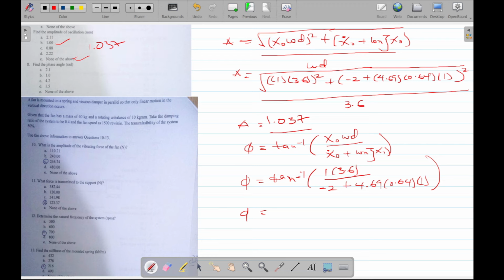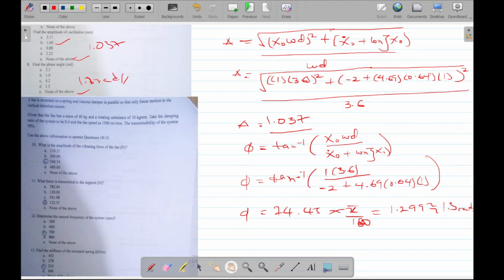Okay, so in degrees we have 74.45. Then you multiply by pi on 180, so that is 74.45 times pi on 180, and I have 1.299, approximately 1.3 radians. And what do we have? We have 2.1, 1.0, so none of the above. 1.3 rads here. Okay, so that is that for the first problem.